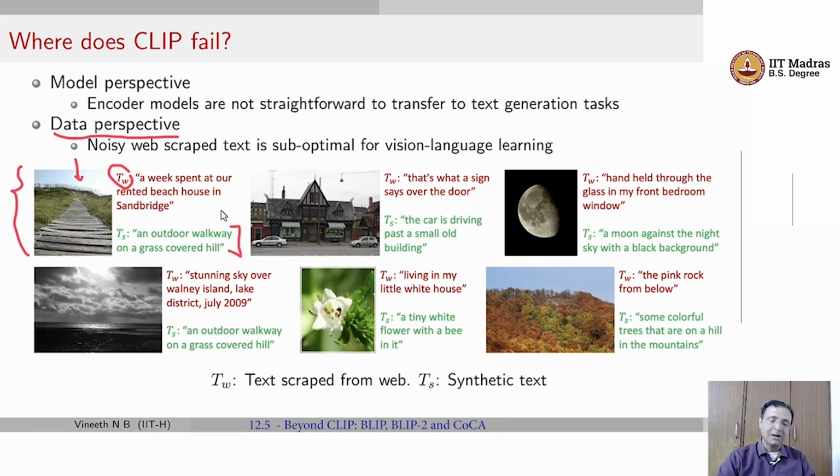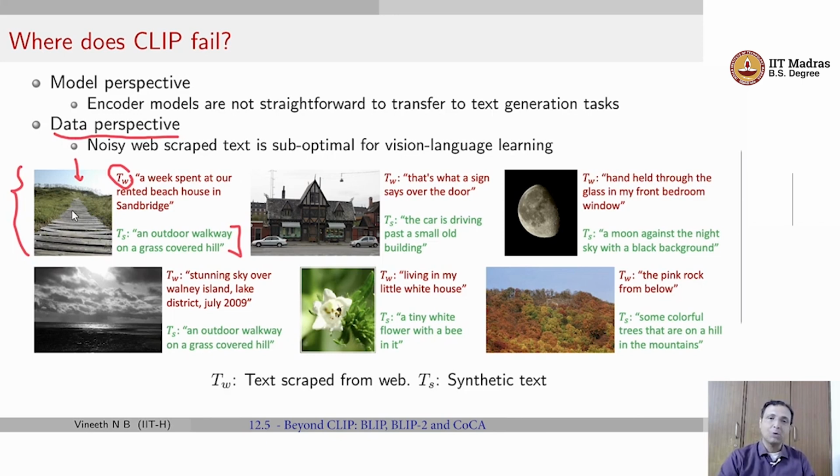The issue with scraping from the web is a few things. One, people could have written an article and posted an image along with that article. So the text may not exactly correspond to the image, but may be about a story around the image.